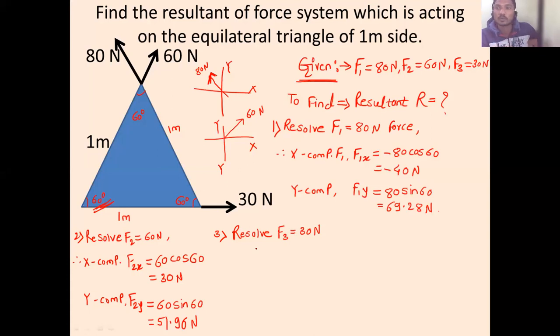So what will be its y component? I have asked many times. Zero. Its y component will be 0. What will be its x component? 30 Newton. So F3x equals plus or minus 30? Plus 30. And what about its y component? Zero. Very good.